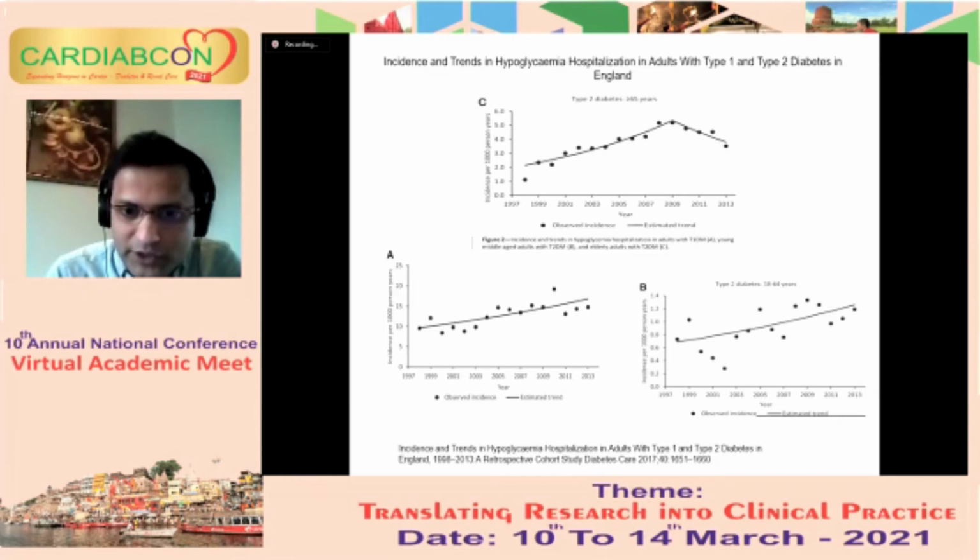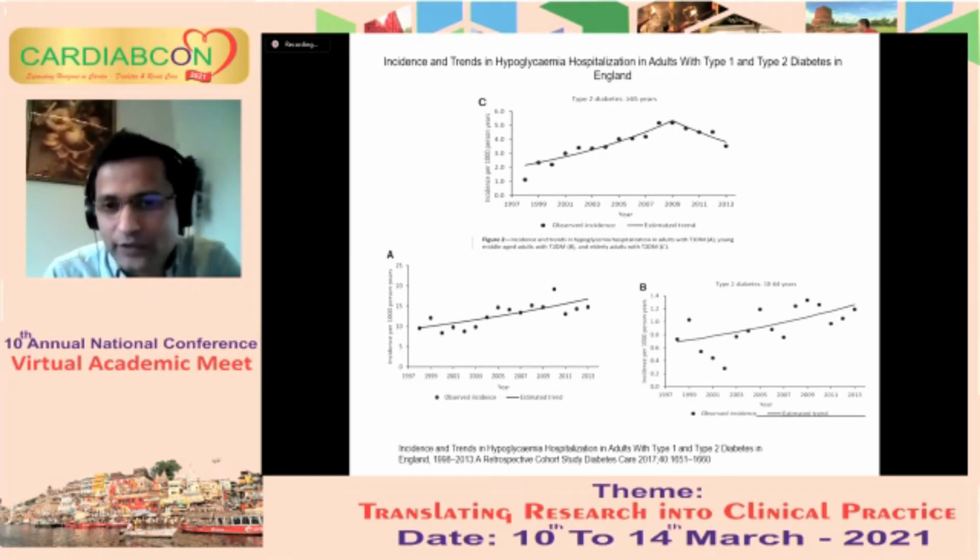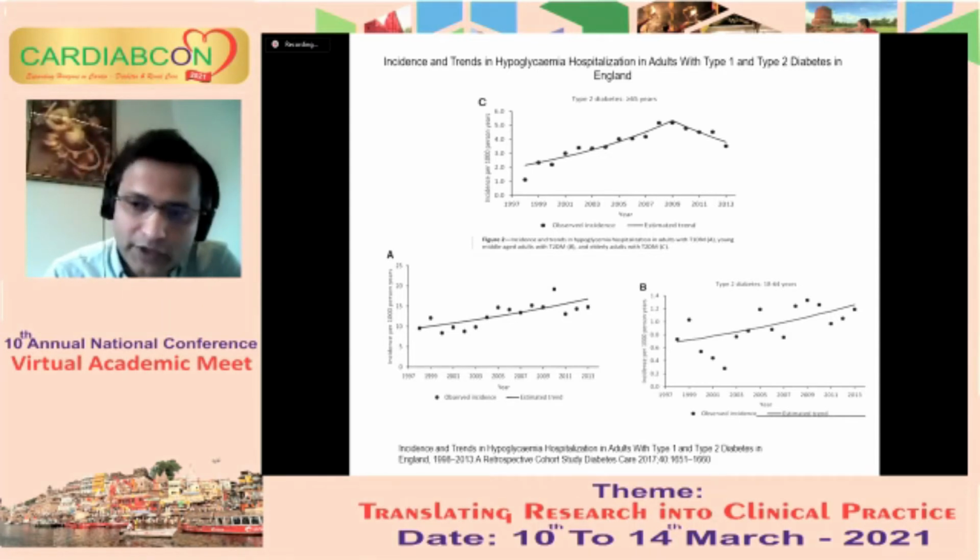In the younger populations, the trend in type 1 and type 2 diabetes more or less remains the same. But in type 2 diabetes, the trend was increasing till 2009, and since then we are doing relatively better. The trend is coming down, but it still remains higher than what it was in 1997. This is very alarming because now we have better medications and better options for treatment of type 2 diabetes, but that is not reflecting in the hypoglycemia admissions. So we are not able to reduce these admissions to hospital.